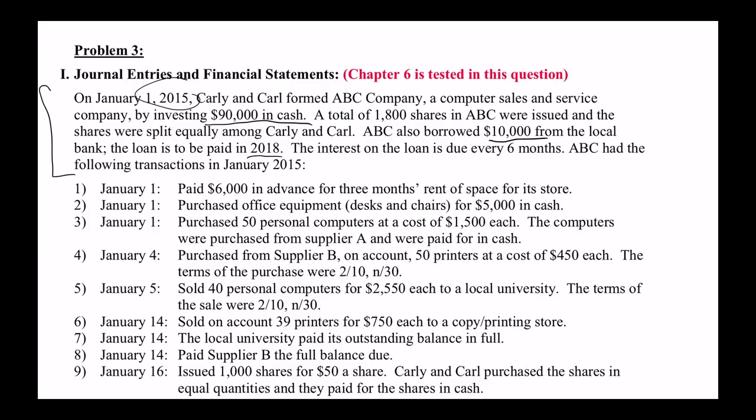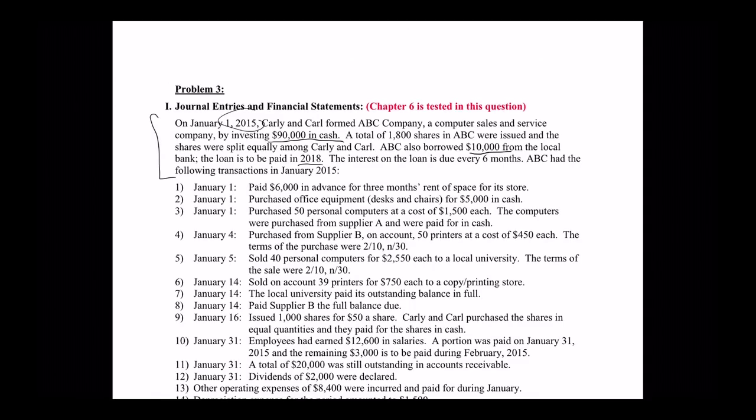The interest on the loan is due every 6 months. So that's going to be important for when we do our adjusting entries. So we'll just put AE here to remind ourselves. ABC had the following transactions in January 2015. So January 1st, paid $6,000 in advance for 3 months rent of space for its store. So $6,000 for 3 months.